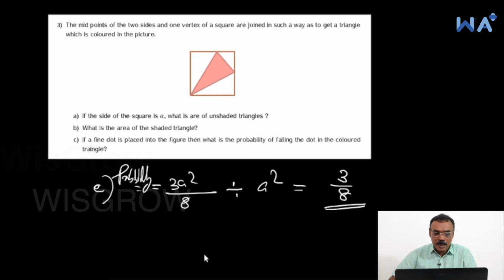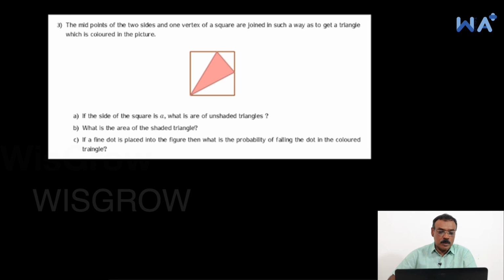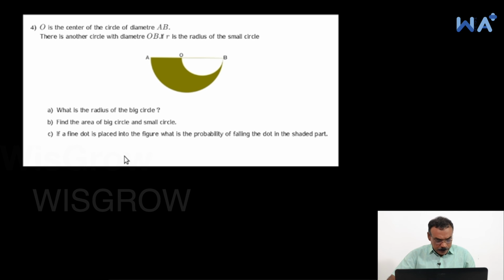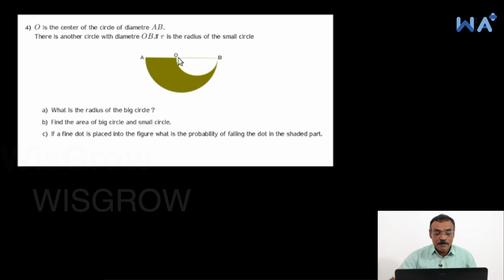നമ്മൾ മനസ്സിലാക്കിയ കാര്യങ്ങൾ ഉപയോഗിച്ച് സ്വയം ചെയ്തു നോക്കുക. ഇനി നാലാമത്തെ ചോദ്യത്തിലേക്കാണ് നമ്മൾ കടക്കുന്നത്. നാലാമത്തെ ചോദ്യത്തിലേക്ക് കടന്നാൽ ഓക്കെ, ഇതാണ്. AB is the diameter of a semicircle, O is the center of the semicircle and the radius of the small semicircle is r.